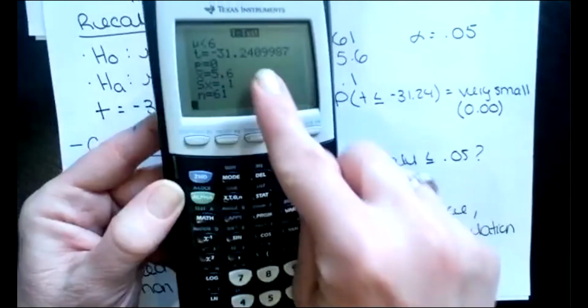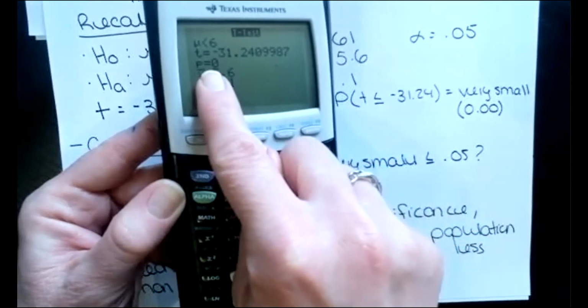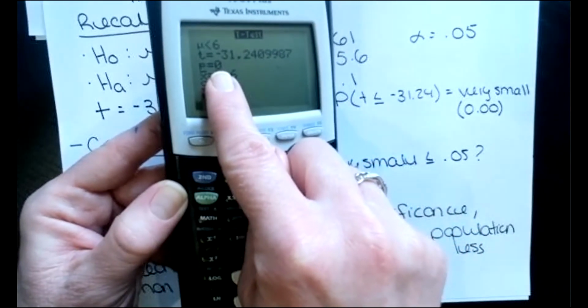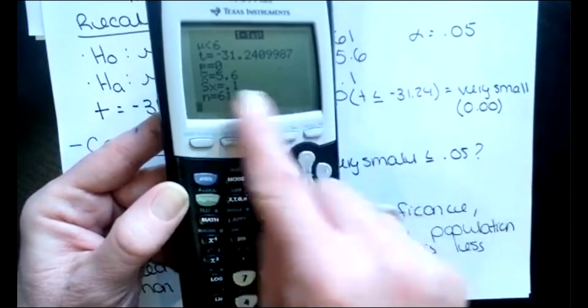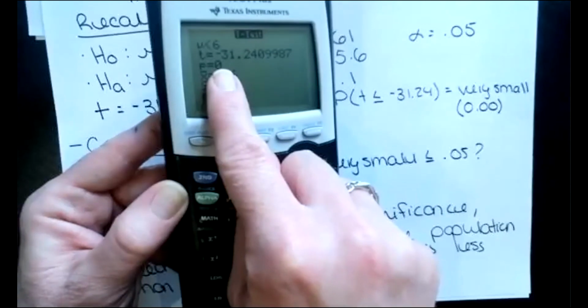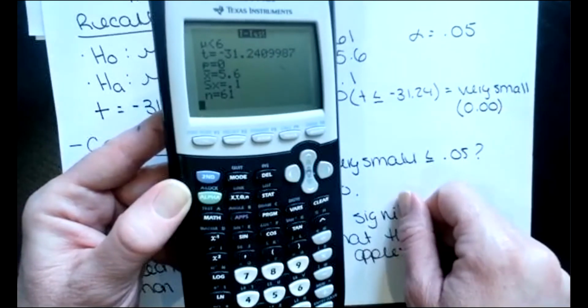And right here, you can see here's our test statistic, the -31. Here is my p-value. It reports it as 0. Again, it said 0 before. It's just very small. It's not going out enough decimal places. That's all there is to it. It's actually very small. Okay.